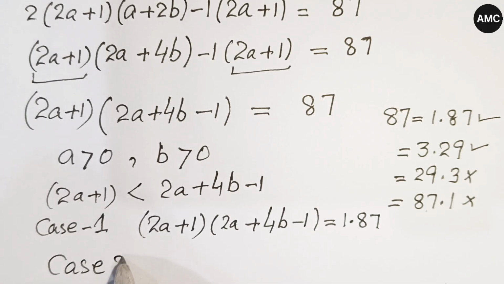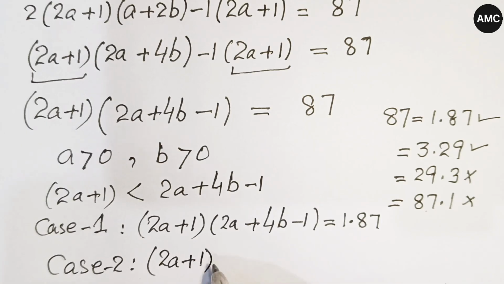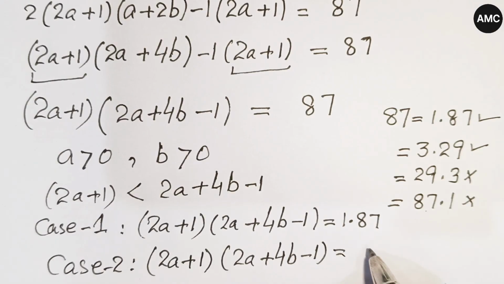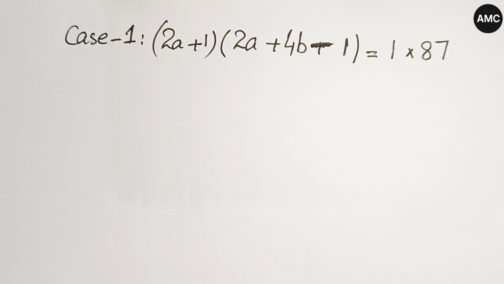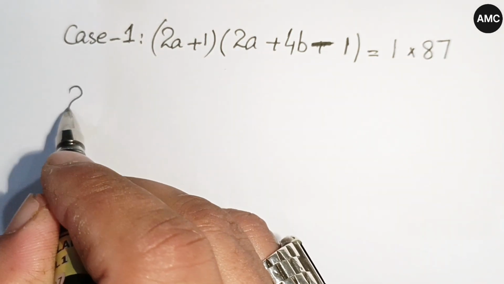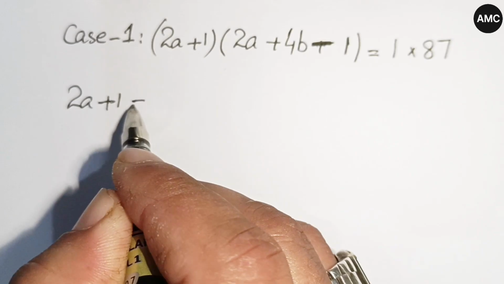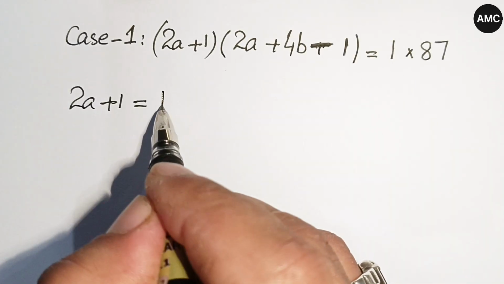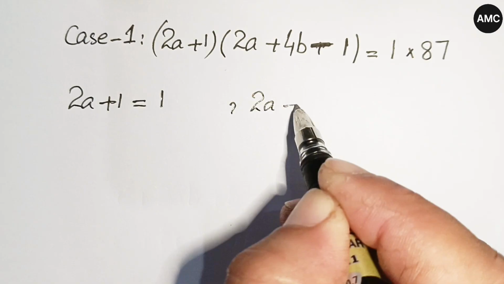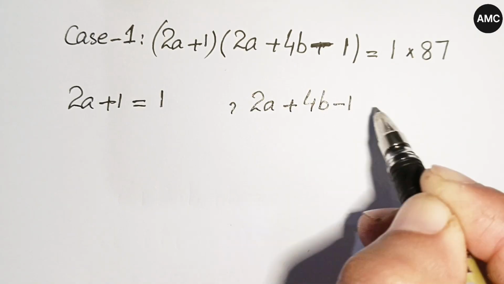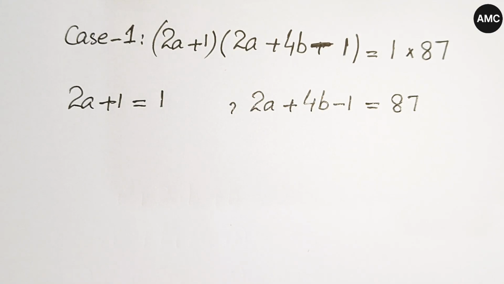Similarly our case 2, that is (2a + 1) times (2a + 4b - 1) is equal to 3 times 29. Now we are going to solve these two cases for the values of a and b. So from our case number 1, 2a + 1, this smaller factor, is equal to the smaller one, which is 1, and similarly 2a + 4b - 1 is equal to 87.